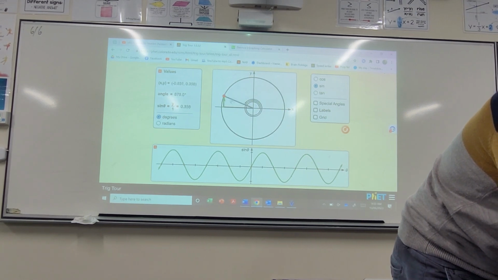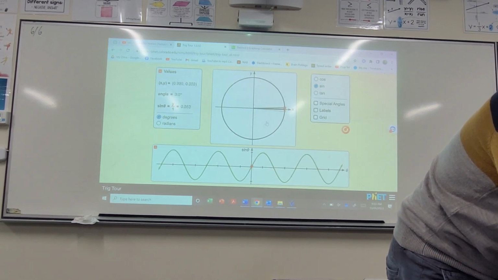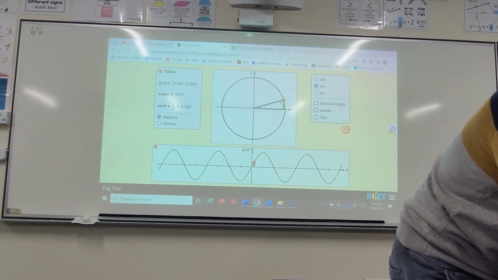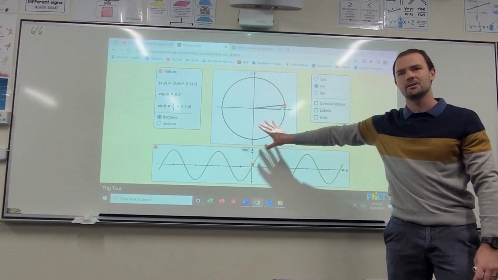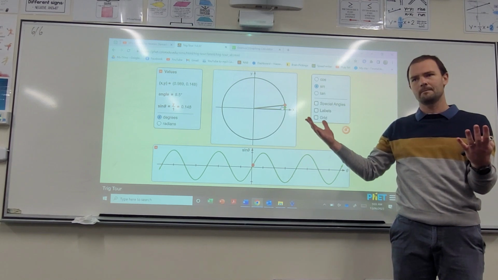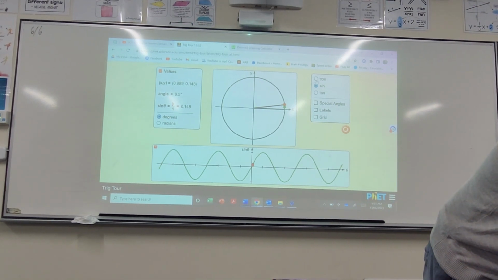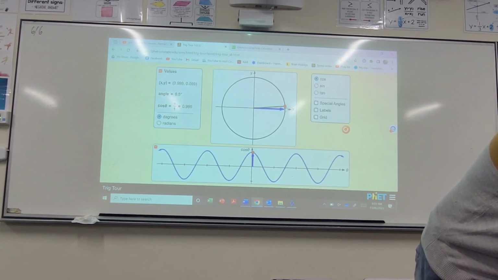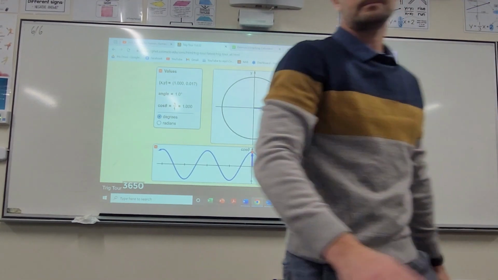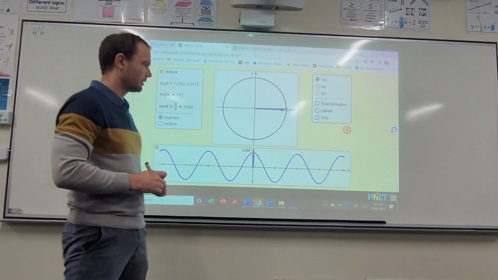Okay, we can just keep cranking that angle around. All right, and then we can go back the opposite way as well. So that's how the graph is generated. That's what it's a graph of, right? Now, we're going to do the same for cos today, all right? And so they're going to be the same graph, except a horizontal translation. We'll look at that in a moment.